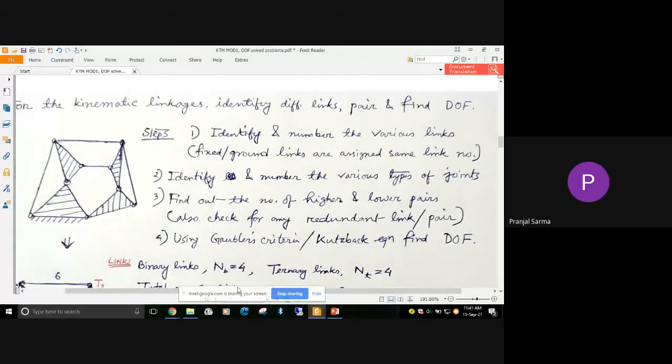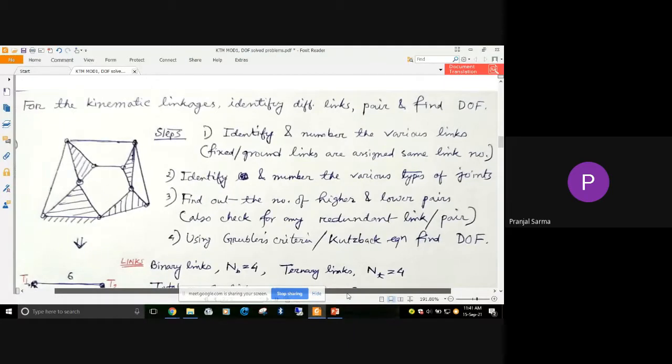Now let's consider this particular situation. Suppose this example is given for this kind of linkage. You have to find out the different links and pairs, and ultimately the degree of freedom. These are all planar mechanisms we are talking about, so directly you will be able to utilize Grubler's equation, that is F equals 3 times (n minus 1) minus 2 P1 minus P2. That is the one equation you just have to remember, and it is easy to remember.